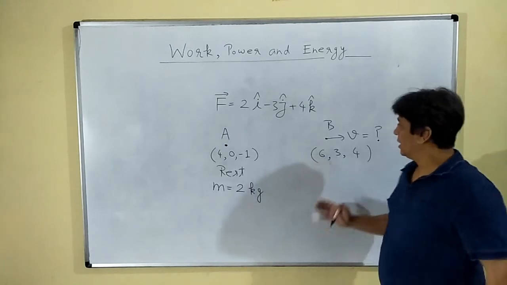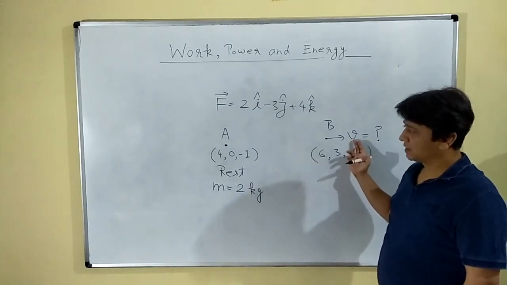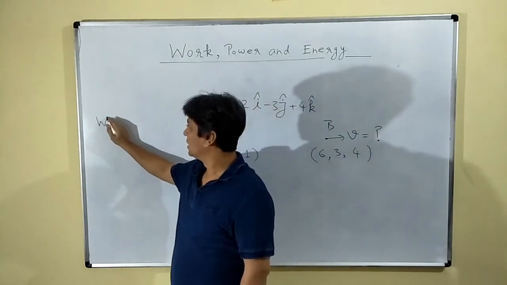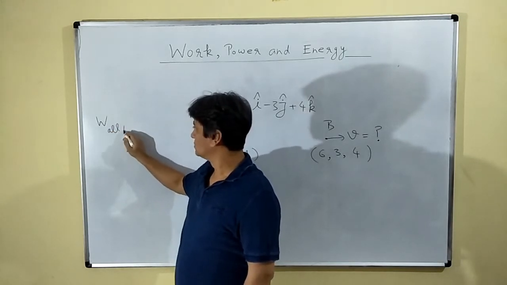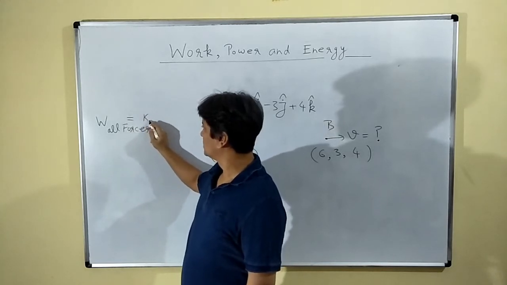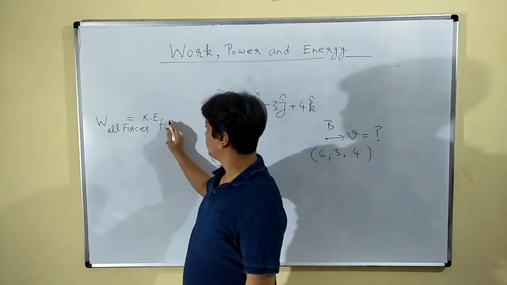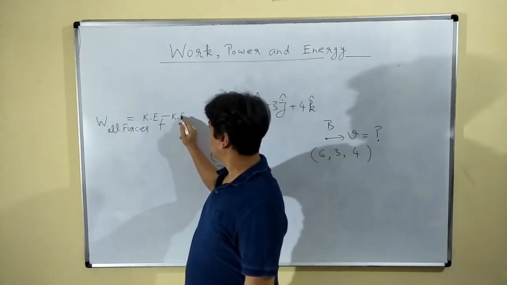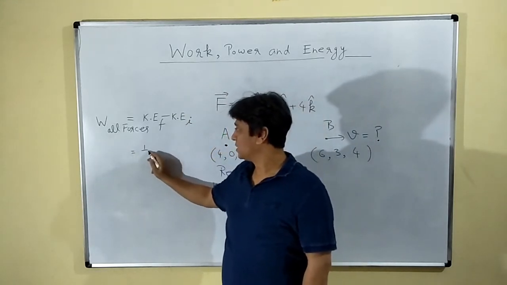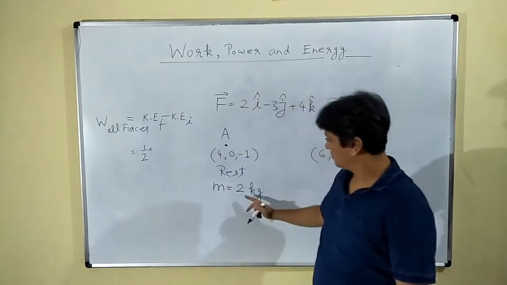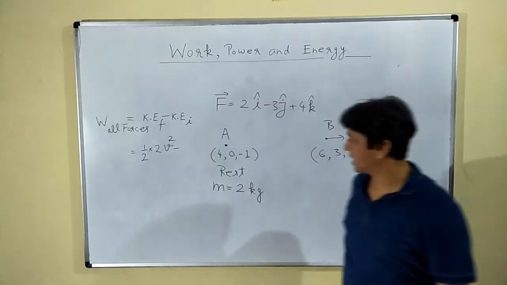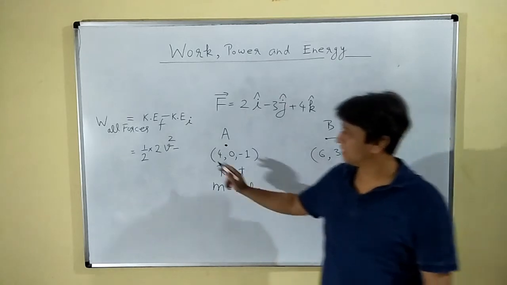Now, we are interested in velocity. Initially it is at rest. We'll go for this: work done by all forces. Work done by all forces, it does what? It changes kinetic energy. K final minus K initial. Final kinetic energy, half m v square, minus initial kinetic energy. Initially the object is at rest.